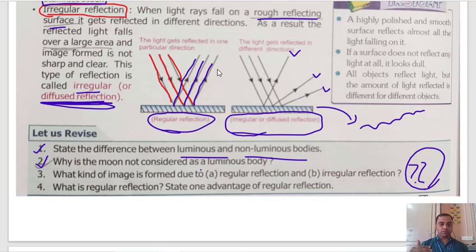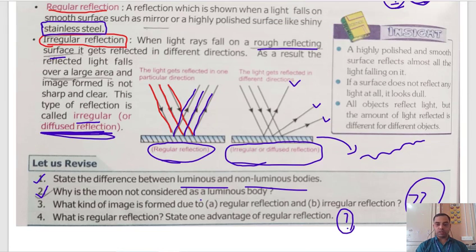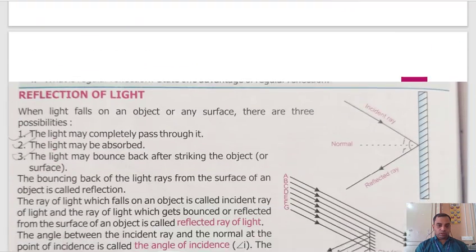Suppose you are standing in front of a mirror, the image that you are getting is exactly like you. So that is one of the advantages of regular reflection. You can dig a little into it and try to find out the answer. But still, if you have any doubt, you can comment in the comment section or ask me at any time. I will be happy to answer your questions or queries.